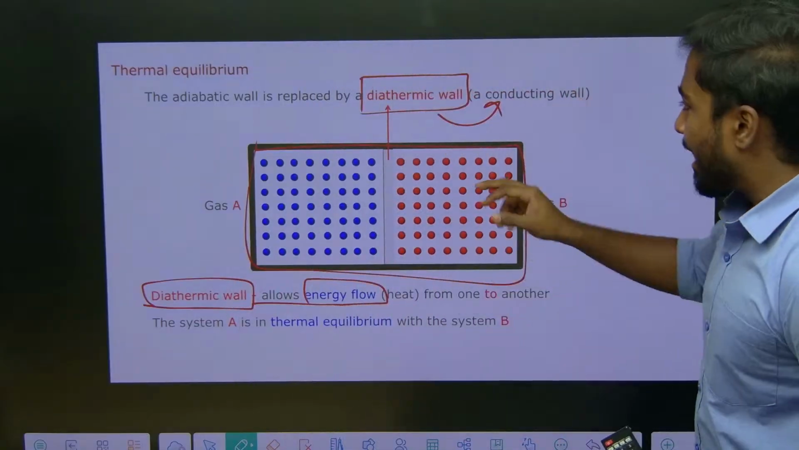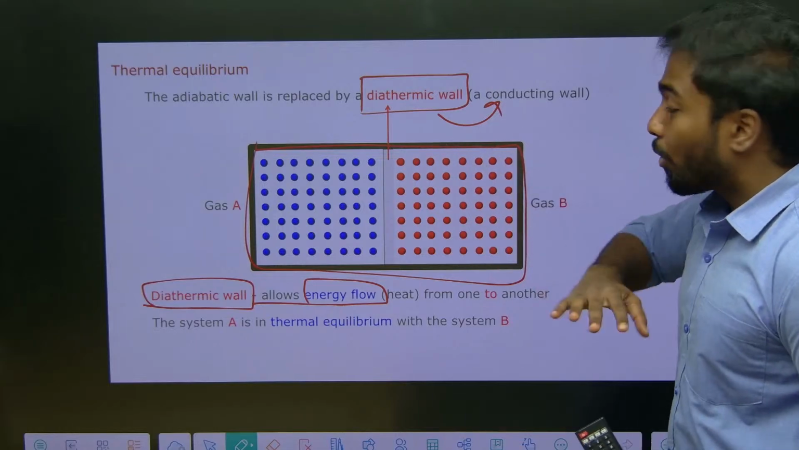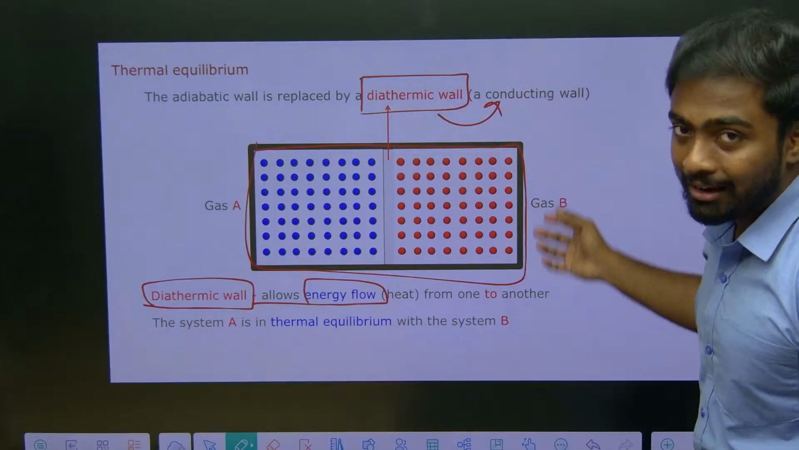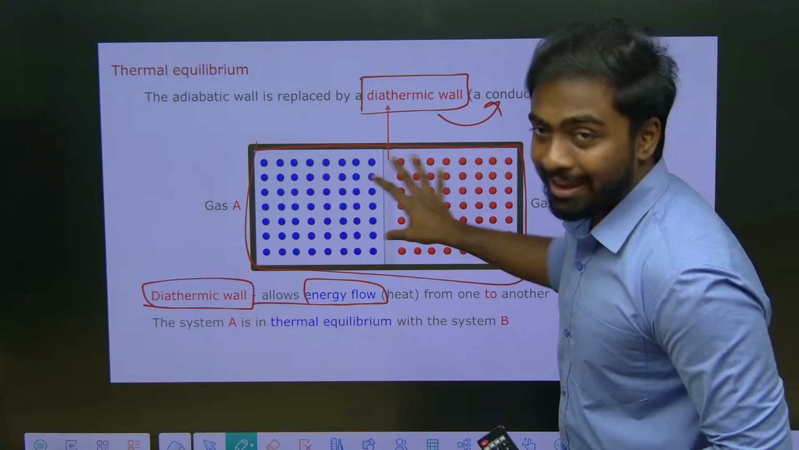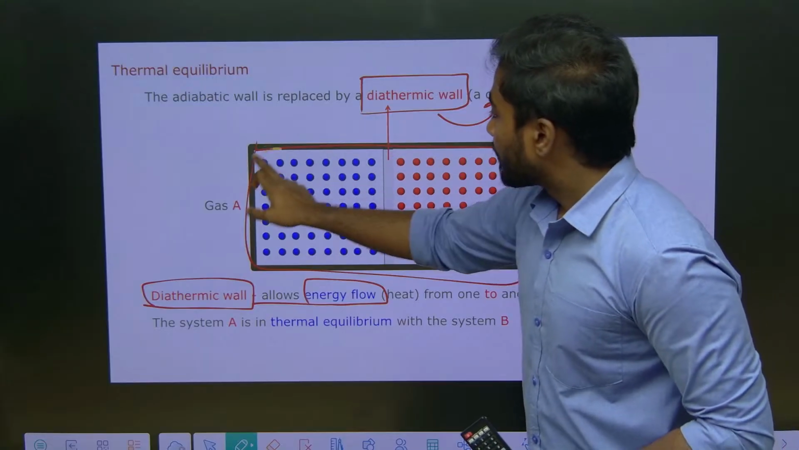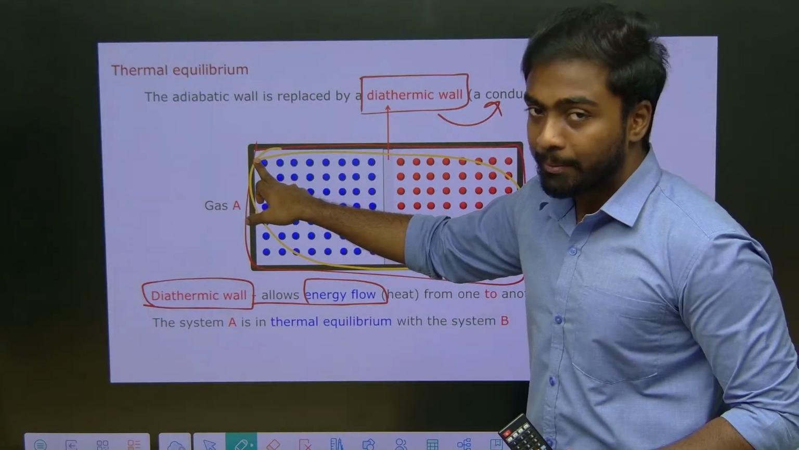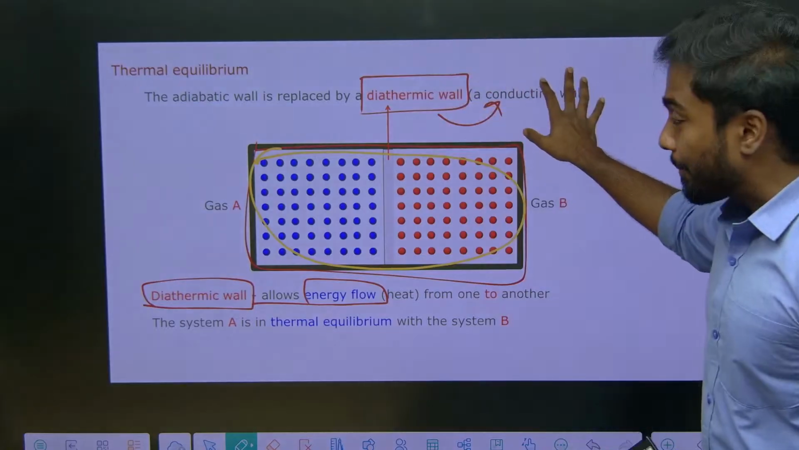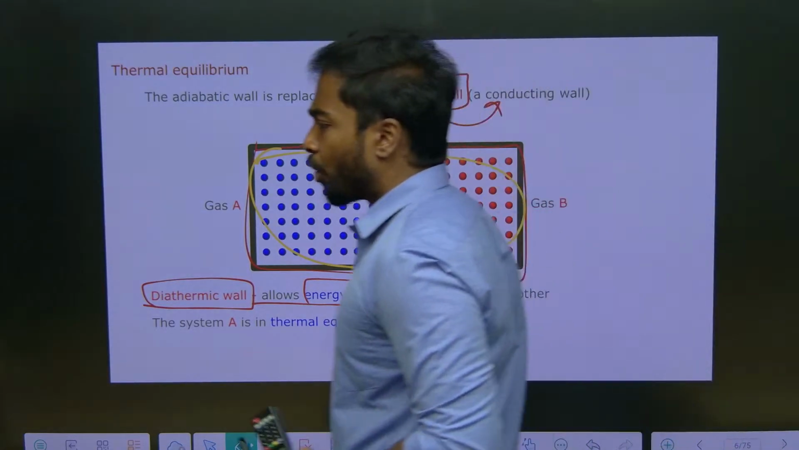Why? Because I have not taken this wall. If I take out this wall, it will go and be exposed to the surroundings. Got it? Only I have taken the wall between gas A and B. So if I take it out, the total gas A and B will be in thermal equilibrium, and this has not been exposed to the surroundings. Okay, I hope it's clear, right?